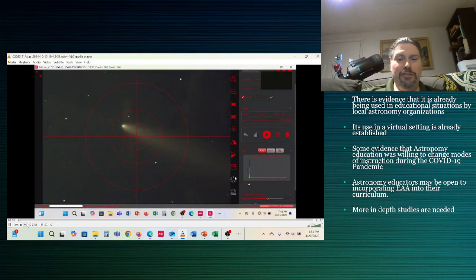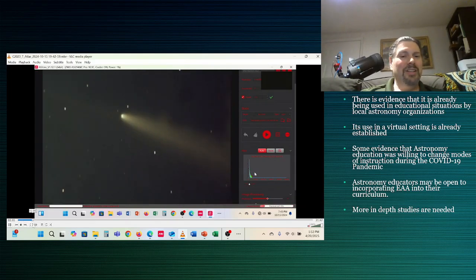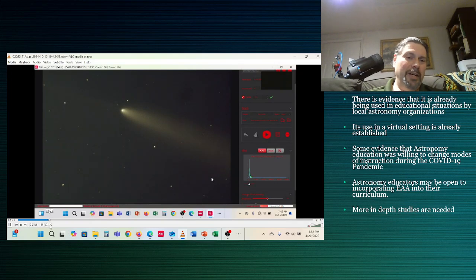This is a recent one. This is from last October. This is Comet Tsuchinshan-ATLAS, which was in the news, if everyone remembers. And this is just after it rounded the sun, and it's on its way out. And this is, again, video.